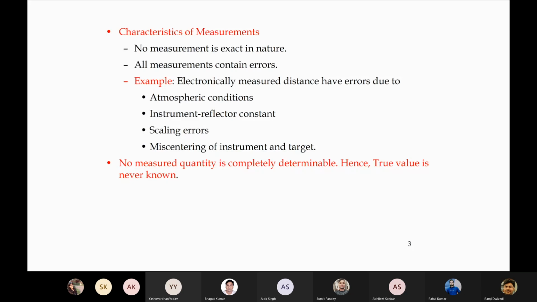Okay, so that is the one basic mantra in this course that you should understand: no measurement is exact in nature, every measurement contains error, and the true value is not known. What you will do in the whole process, in the whole theory, algorithms, methods and mathematical models, is find the estimation of the true value. Now our job is to decide how this estimation could be improved. So the estimation of the true value is our task. It is our job. So no measured quantity is completely determinable, and hence the true value is never known. Any questions?